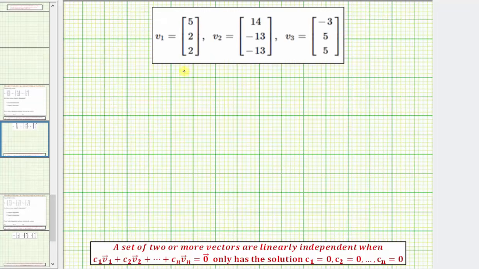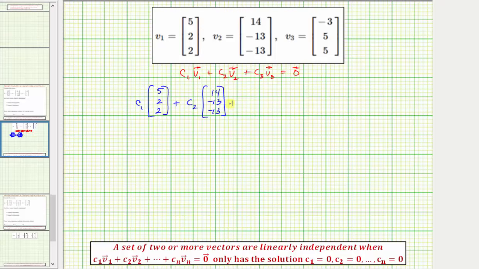So our vector equation is going to be c sub 1 times vector v sub 1 plus c sub 2 times vector v sub 2 plus c sub 3 times vector v sub 3 equals the zero vector. So we'd have c sub 1 times v sub 1 plus c sub 2 times v sub 2 plus c sub 3 times v sub 3 equals a zero vector.